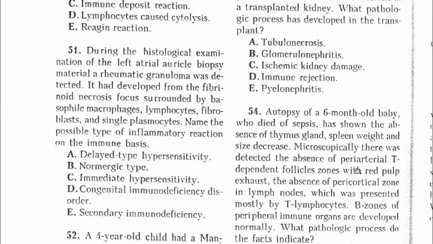Okay, so question 51. During the histological examination of the left atrial auricle biopsy material, a rheumatic granuloma was detected. It had developed from the fibrinoid necrosis focus surrounded by basophilic macrophages, lymphocytes, fibroblasts, and single plasmocytes. Name the possible type of inflammatory reaction of the immune basis.